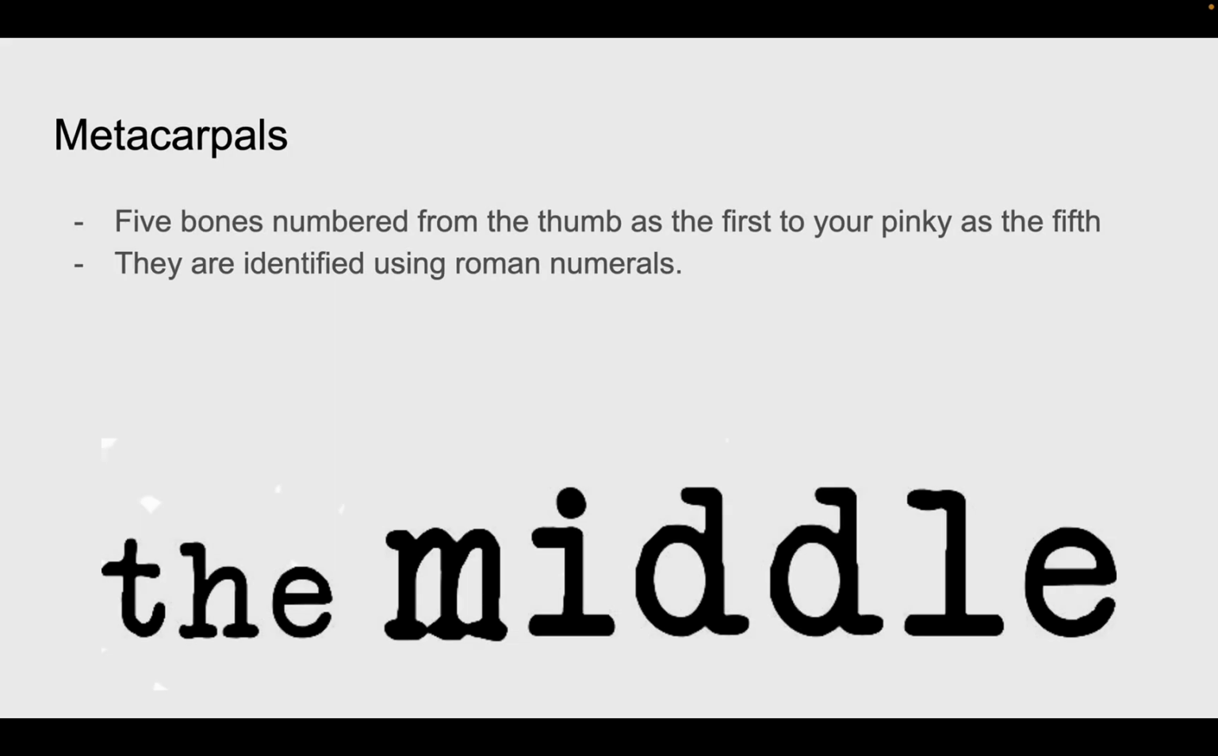Now moving on to the metacarpals. There are 5 bones numbered from the thumb as your first to your pinky as the 5th. They are identified using Roman numerals. And metacarpals just reminds me of M, middle, between the carpals, metacarpals, and then the phalanx. Metacarpals will be in the middle.